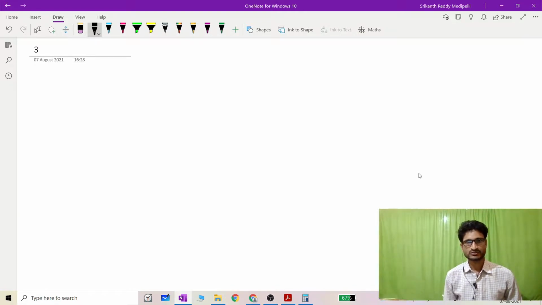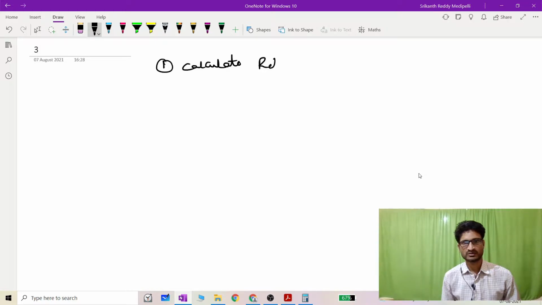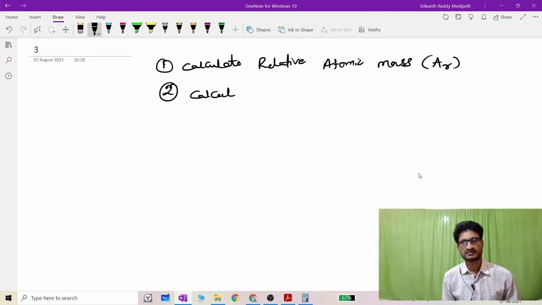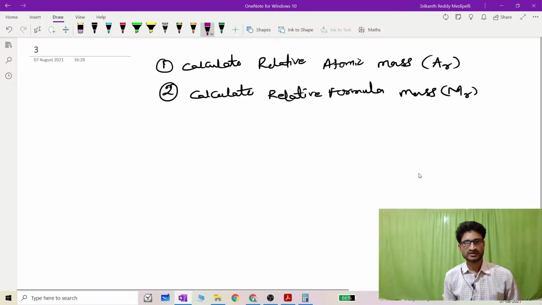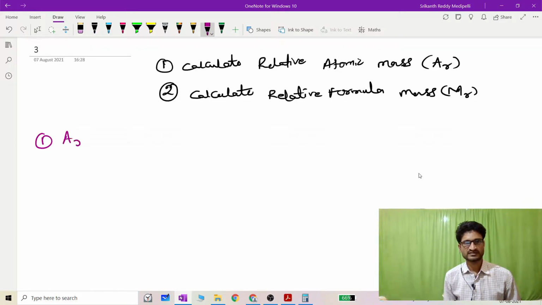Today we are going to discuss two topics. First one is how to calculate relative atomic mass, that is represented with AR, and second one, how we can calculate relative formula mass, that is represented with MR. So let's first start with the relative atomic mass, that is AR.